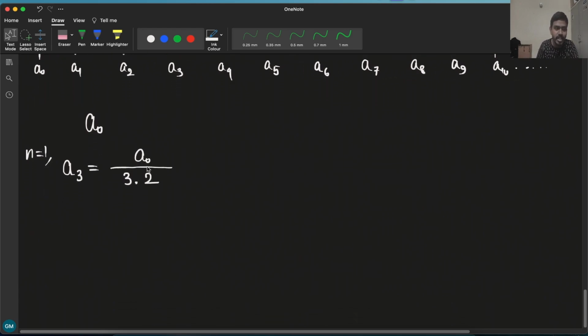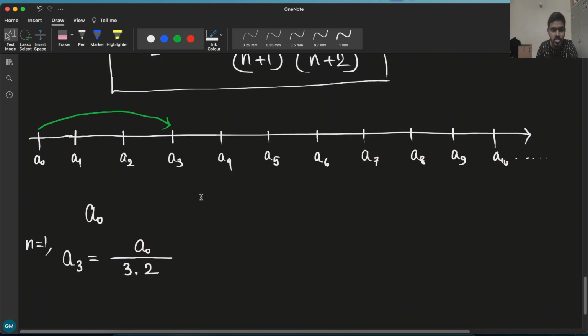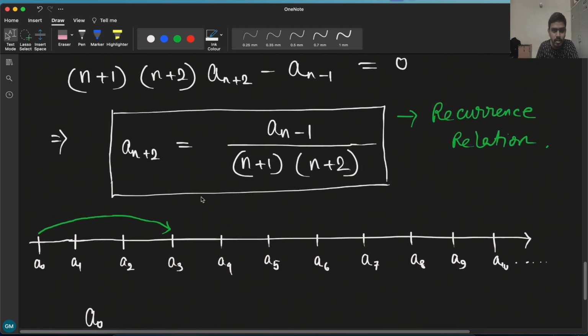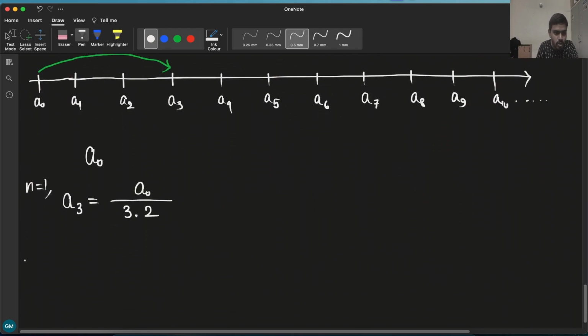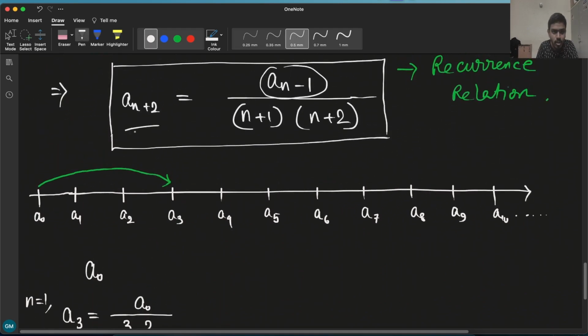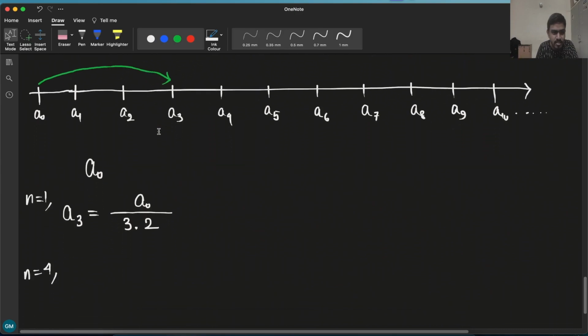Now if I know A3, for example, then in the recurrence relation, this term will give me A3 if I put n equals to 4. So if I put n equals to 4, then this term will be A6, right?